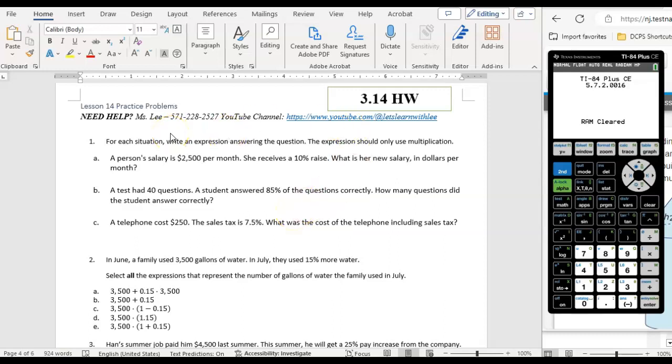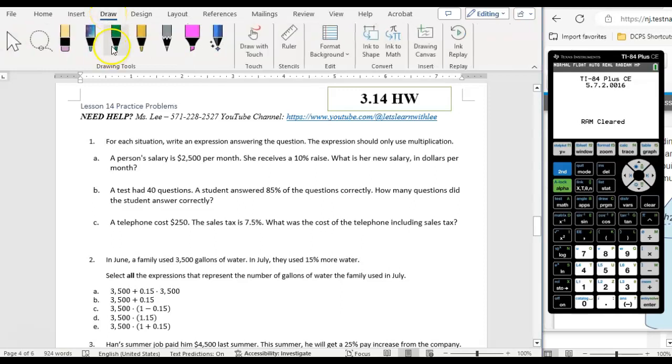Today we are looking at some of our increase and decrease by percents. So you've seen some of this already, so this is more of a review, but we're going to practice it a little bit more. A person's salary is $2,500 per month. She receives a 10% raise. What is her new salary in dollars per month?